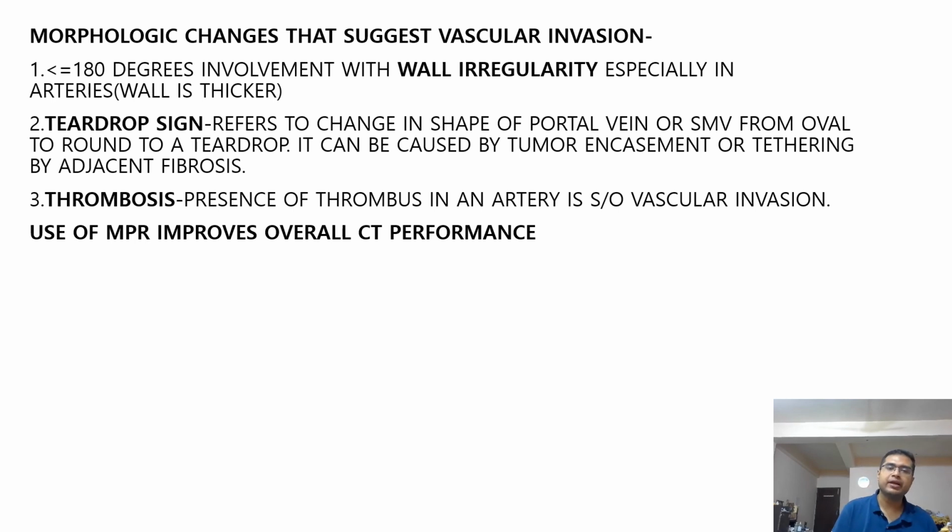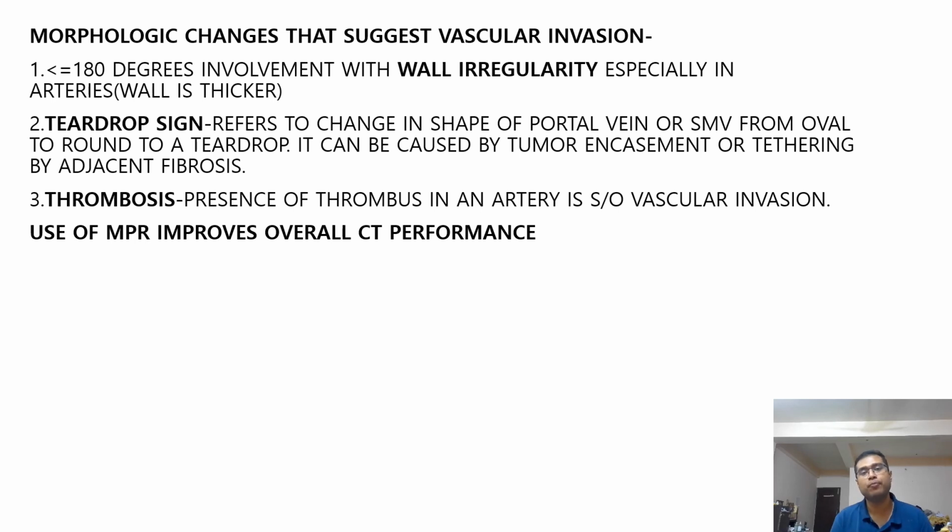Then there is a teardrop sign, particularly in the veins, when there is a change in the shape of the SMV or the portal vein from oval to round to a teardrop, which is caused by tumor encasement or tethering by adjacent fibrosis, then it is suggestive of vascular invasion. And the third important feature is thrombosis within the vessel. If there is thrombus within the vessel, then it is suggestive of vascular invasion.